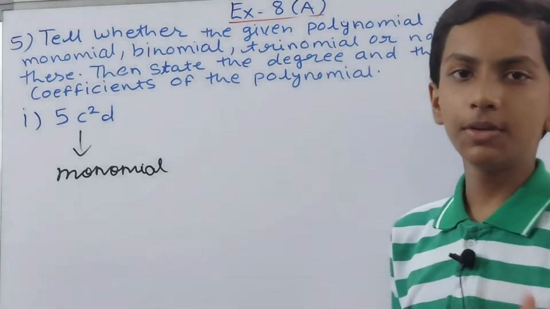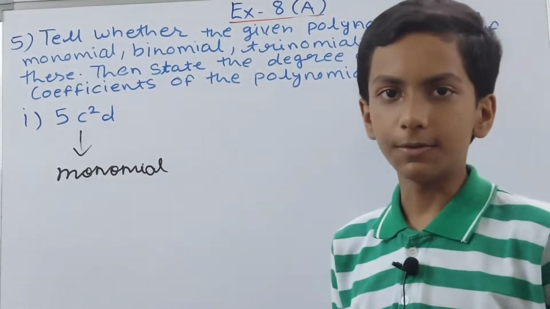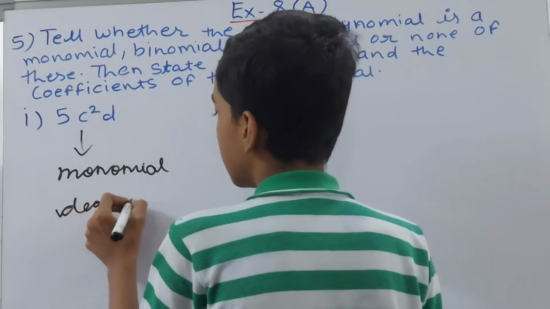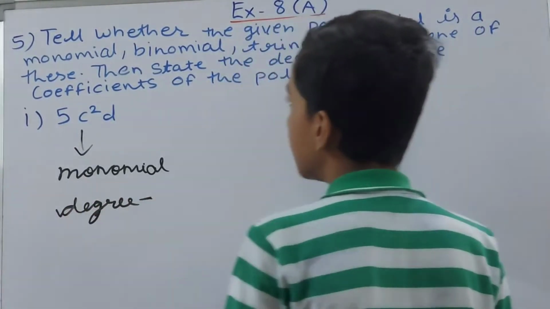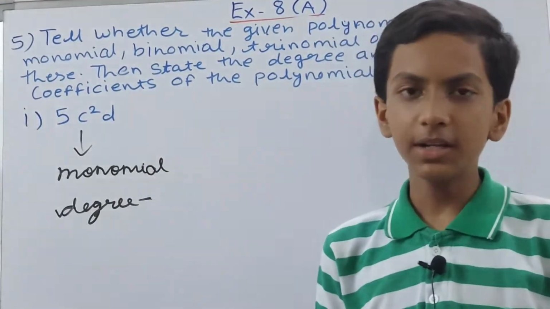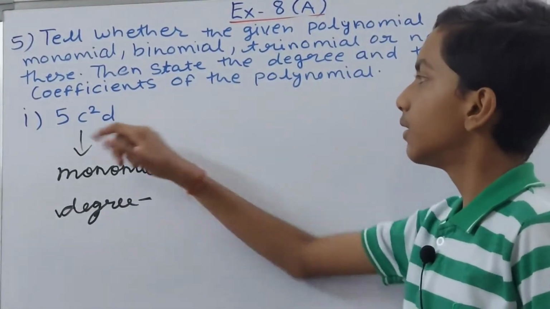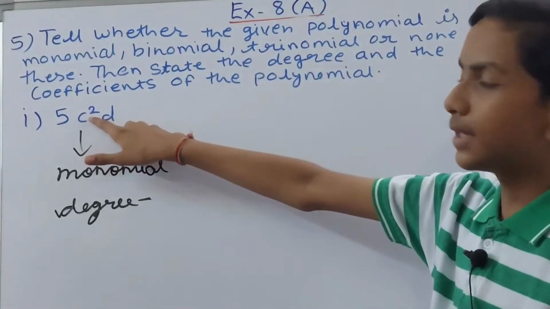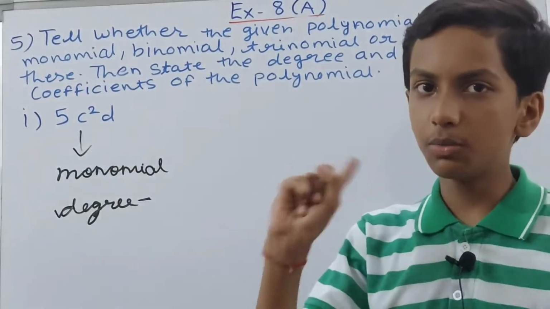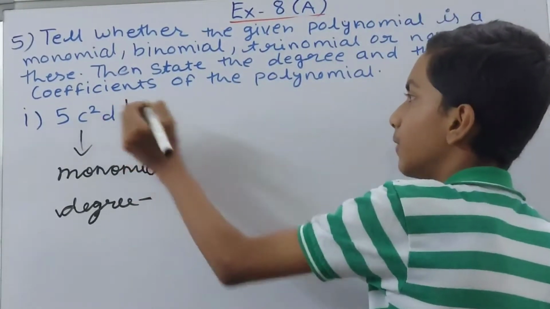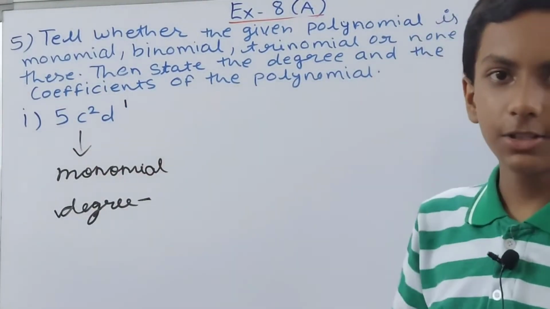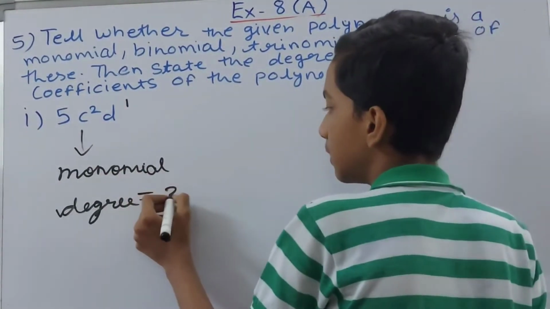Now in this we have to write its degree and coefficient. So first of all, we will write the degree. What is the degree? Degree is basically, as we have told you, the exponents of the variables combined together, they make up the degree of the polynomial. So 3 has 2 as its exponent. D, when nothing is written, it is considered to be 1, right? So you can write it over here like this, 1, if you are still confused. So 2 plus 1, that is 3, so degree becomes 3.